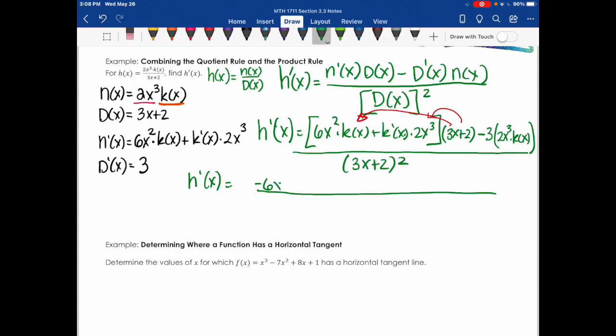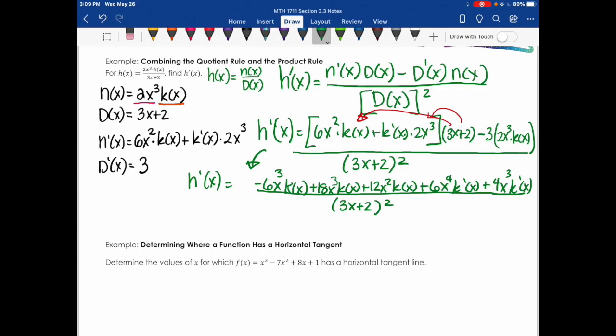Once you clean this up, you should get that h prime of x is equal to negative 6x to the third times k of x plus 18x to the third times k of x plus 12x squared times k of x plus 6x to the fourth times k prime of x plus 4x to the third k prime of x, and then this is all over 3x plus 2 squared.